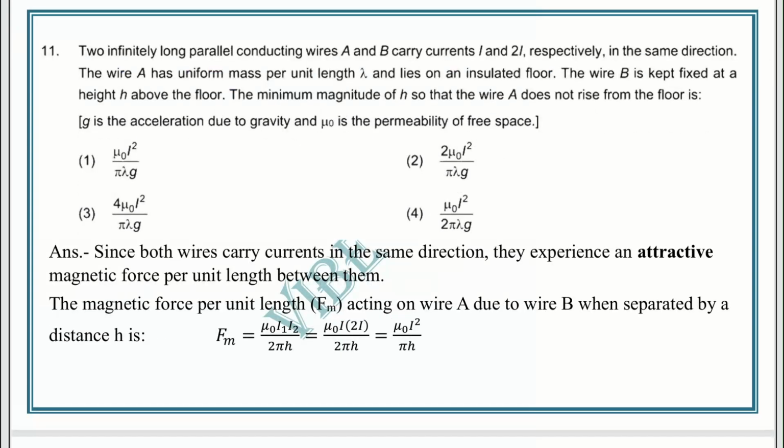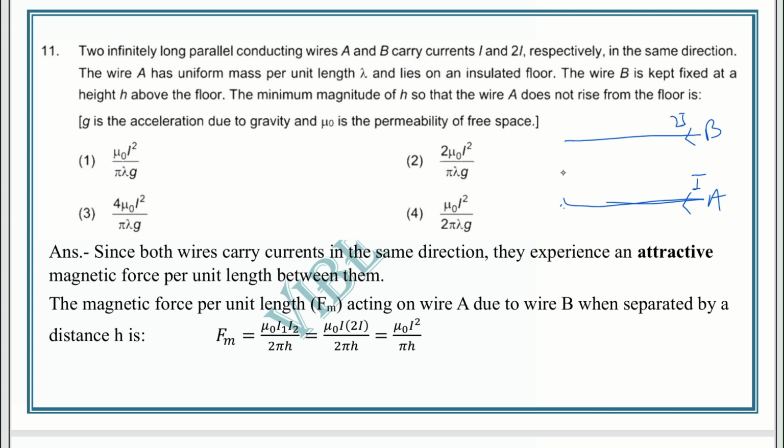Okay, now coming to the 11th question. Two infinitely long parallel conducting wires A and B carry currents I and 2I respectively in the same direction. A has uniform mass per unit length. So this is A and this is B. The current flowing in A is I and the current flowing in B is 2I, in the same direction.